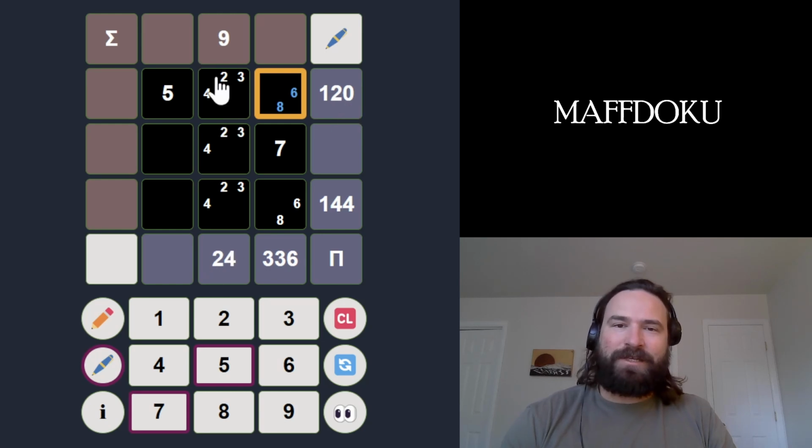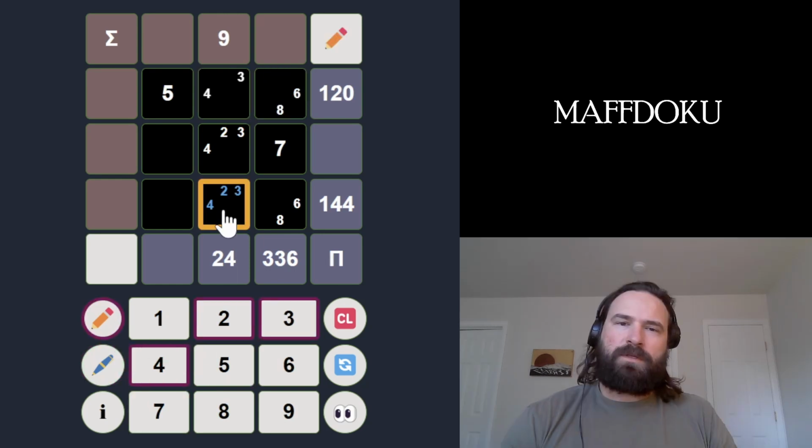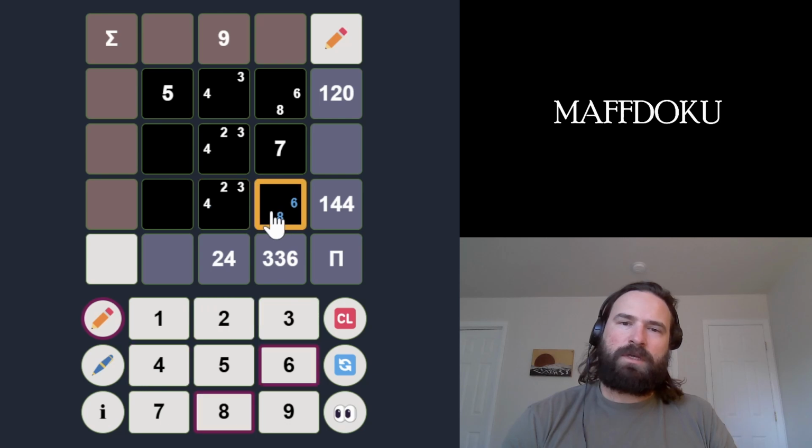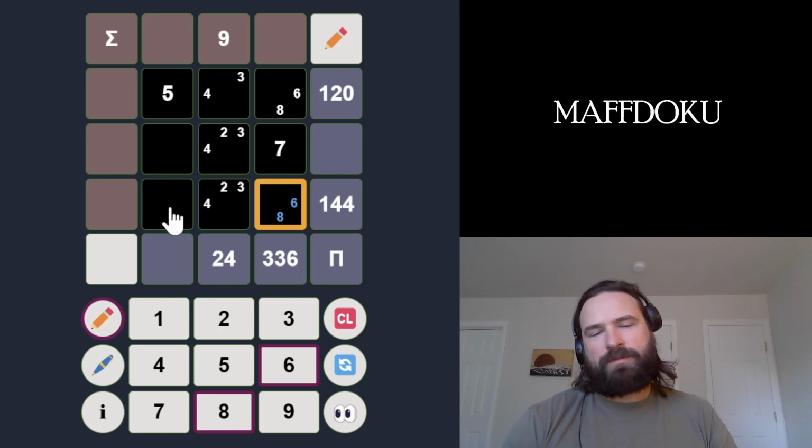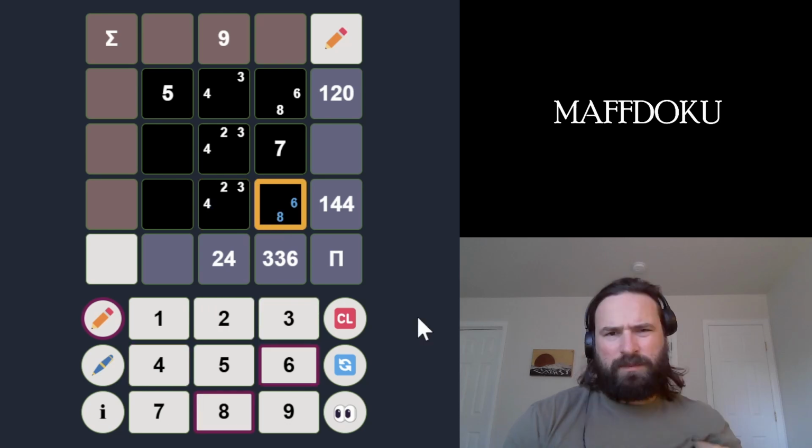24 is either 4 times 6 or 3 times 8. So 2 is out. This can't be a 2. Can this be a 2? Maybe is the question. If this is a 2, then what we have left over is 72, which is 8 times 9. So that is possible. This could be a 9. This could be a 2. This could be an 8. Where to go from here? It probably has something to do with that, honestly. 2, 9, 8 is possible.